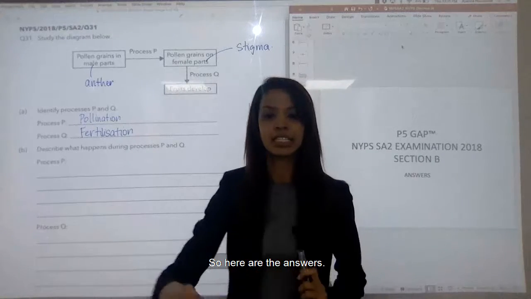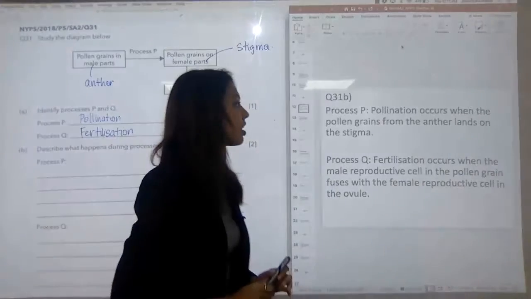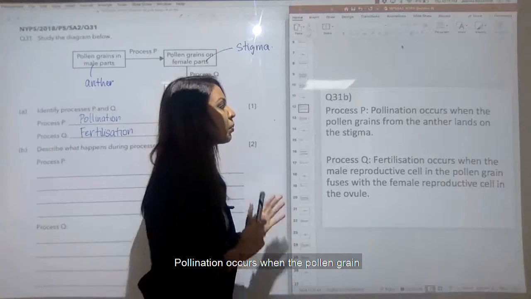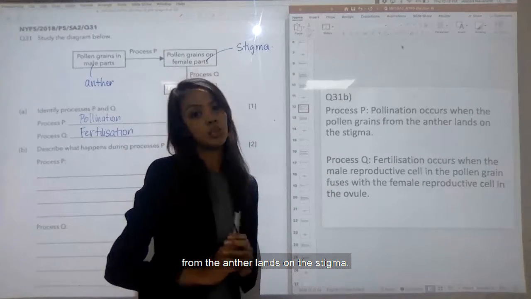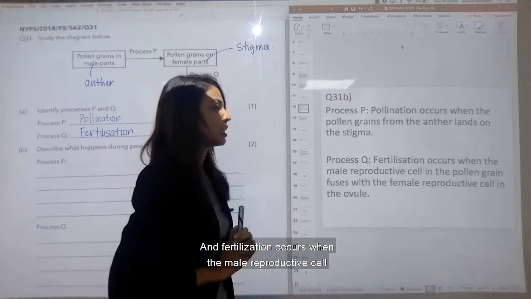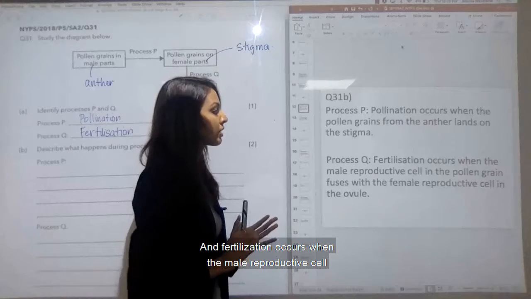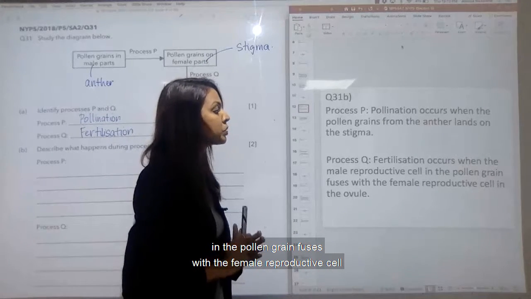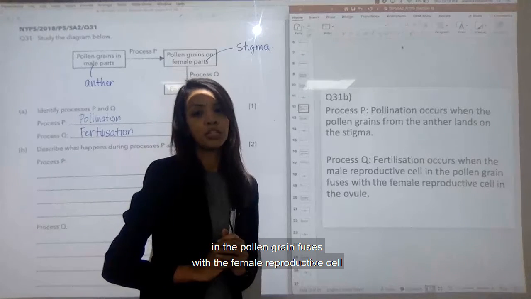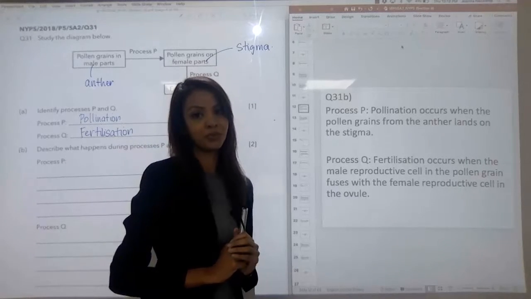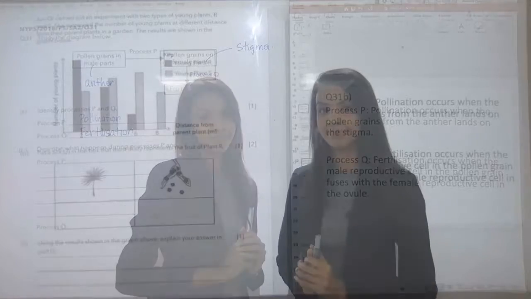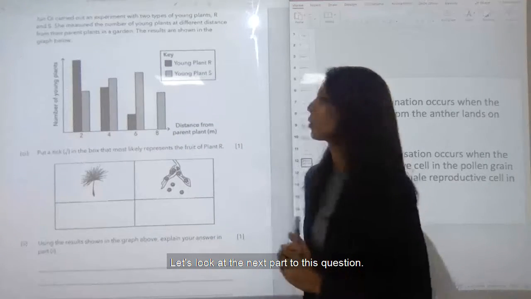So here are the answers. Pollination occurs when the pollen grain from the anther lands on the stigma. And fertilization occurs when the male reproductive cell in the pollen grain fuses with the female reproductive cell in the ovule. Let's look at the next part to this question.